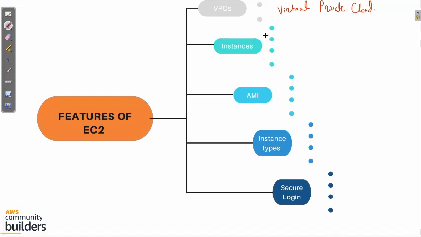It will enable you to launch AWS resources into a virtual network. Okay, instances. Now here instances means, you can understand it like this. It is a virtual server for running applications on AWS infrastructure.